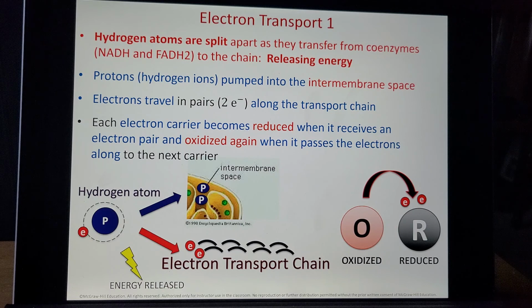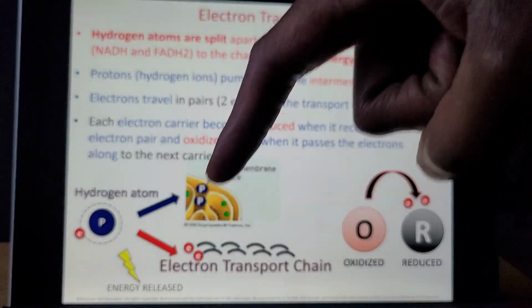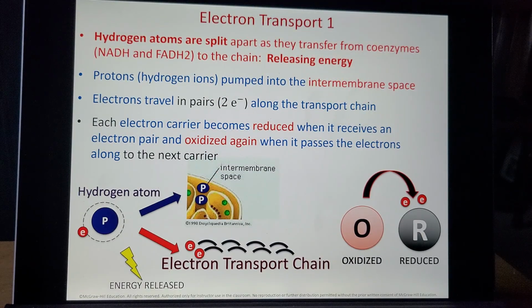Okay, so what are we doing with these hydrogens? We take these hydrogen atoms and split them into their proton and their electron. The protons are technically your hydrogen ions, so they're interchangeable. These protons are pumped into the intermembrane space, in between our inner and outer membranes. The electrons are passed along those enzymes in the electron transport chain to be finally accepted by oxygen.